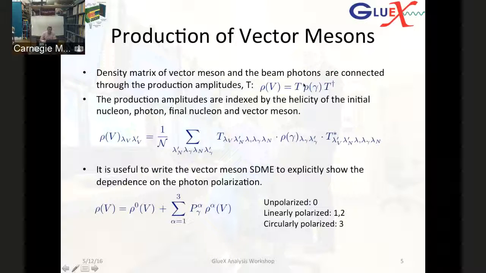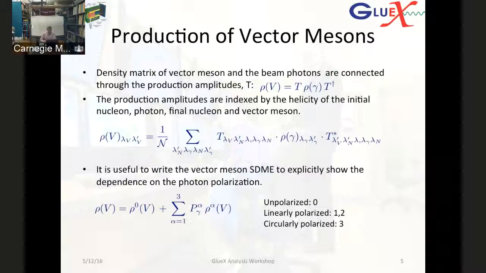So the production mechanism, coupled with the initial state of the photon, gives you a density matrix of the vector meson. And in the same way, this density matrix of the vector meson characterizes the polarization of that produced vector meson. And these amplitudes here are a function of production angles and energy and so forth. So this is not just a number, but it depends on, if you will, the angle of the produced vector meson, the energy of the beam, and so forth. So it's something that has to be mapped out.